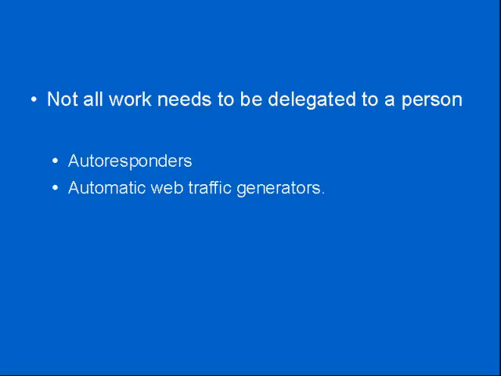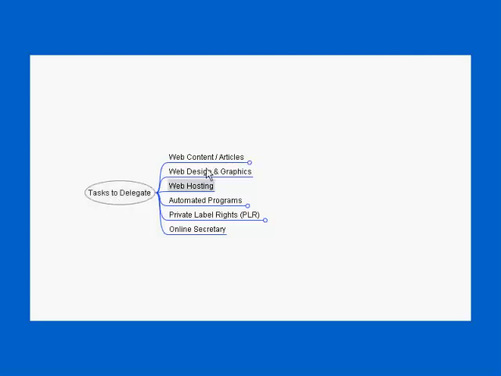Okay, now for a list of the tasks that you need to delegate, and here are some of them. And the first one is web content and articles. Whatever the business niche that you've chosen for your internet marketing venture, you'll definitely need web content for your website. Now, there are two main purposes for seeding your website with well-written and informative articles.